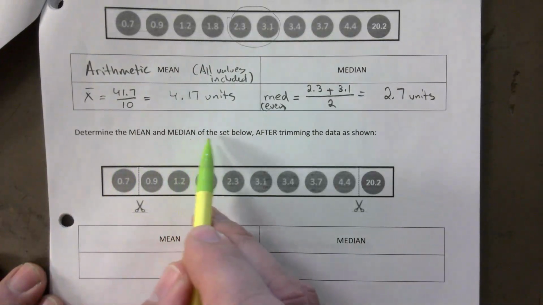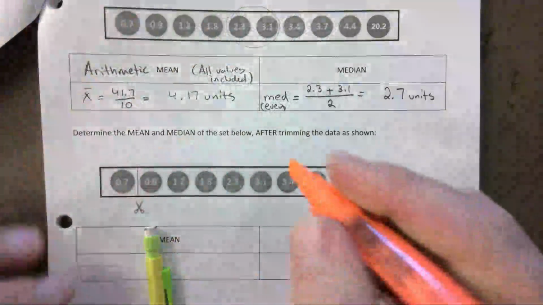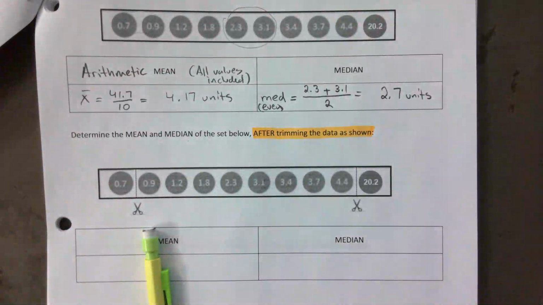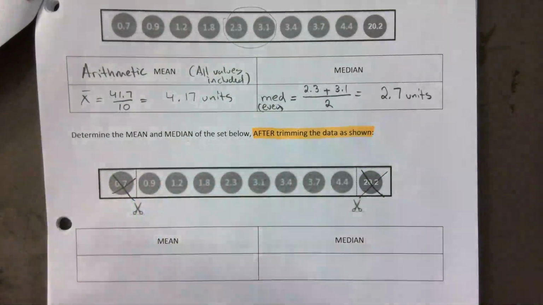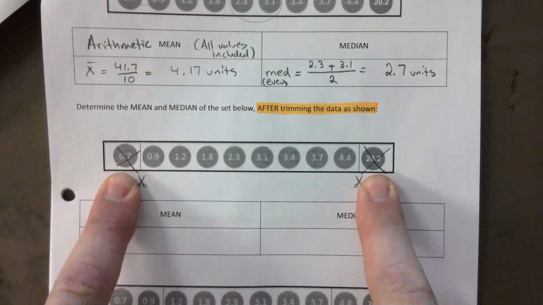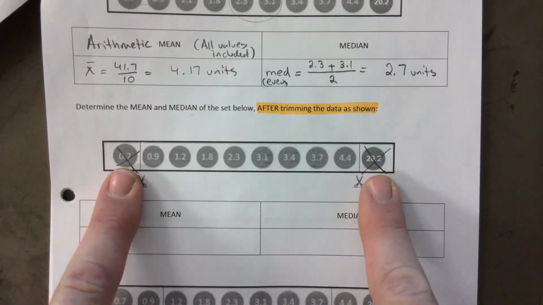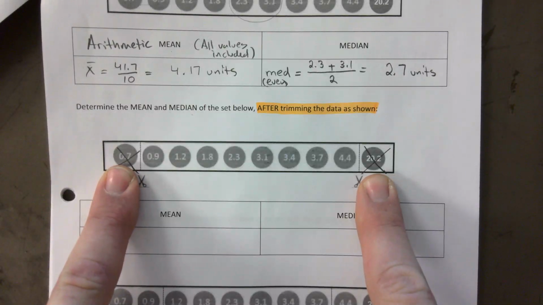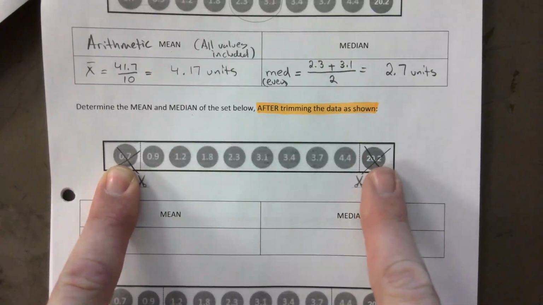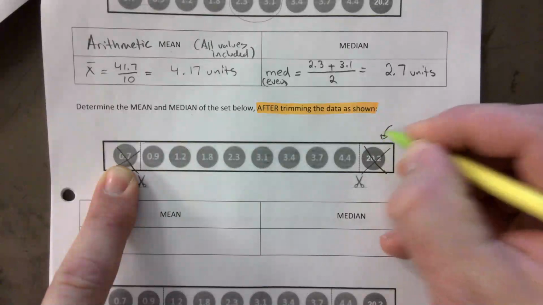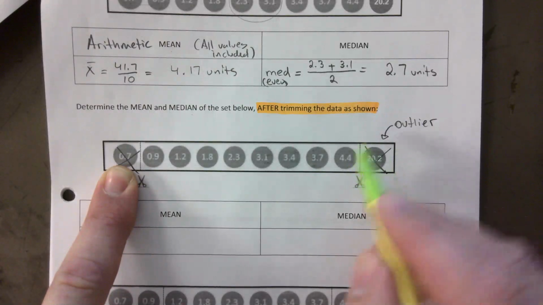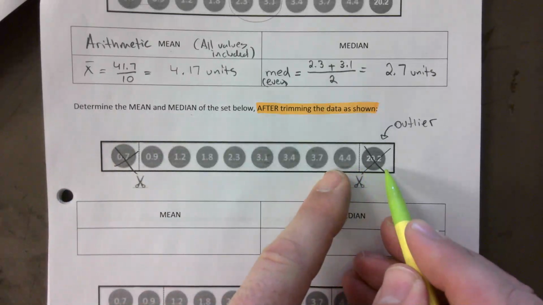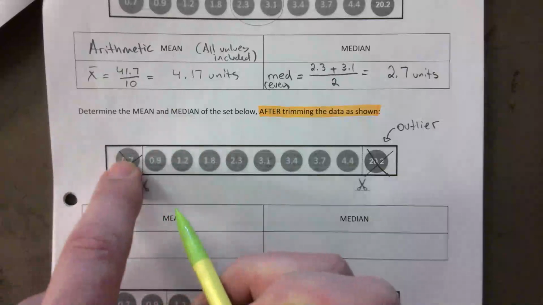Determine the mean and the median of the set below after, watch this, after trimming the data as shown. So can you please do this? Just make sure you X this out, X this out. So we're trimming here. However, if I asked you which one is the outlier, which one of these two numbers where my fingers are pointing, which one of these two would be an outlier? This one, right? So if I ever ask you which one is the outlier, this is still the outlier. Okay? This is very different than all the other numbers. Like, there's a big gap there, especially look at the ends to figure out the outliers. This is not an outlier.